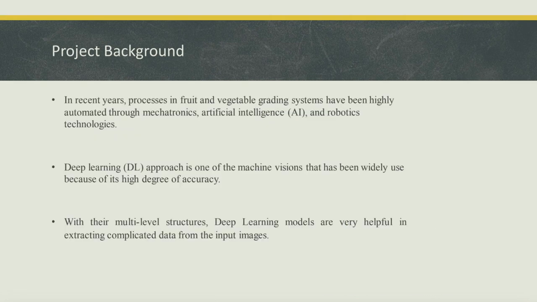In recent years, the fruit and vegetable grading process has been highly automated through mechatronic, artificial intelligence, and robotic technology. In European countries and the USA, the most common grading systems are based on machine vision. Deep learning is one of the machine vision approaches that has been widely used because of its high degree of accuracy. With their multi-level structure, deep learning models are very helpful in extracting complicated data from input images. Therefore, in this project, we propose the use of a deep learning approach for the automated local fruit grading system.